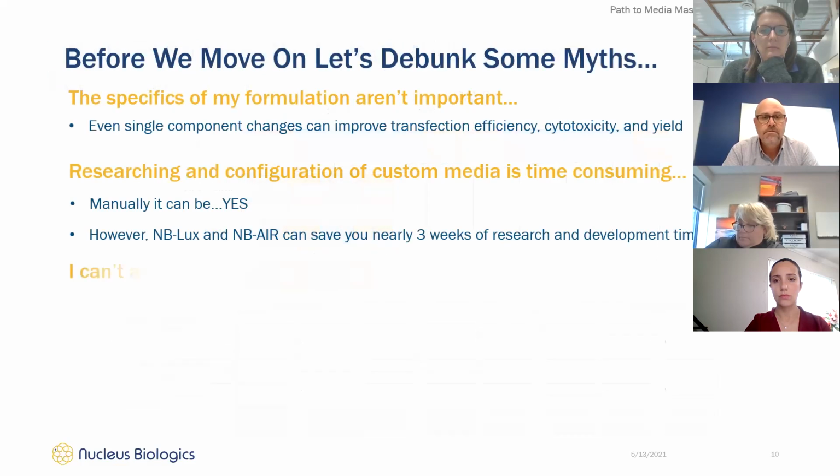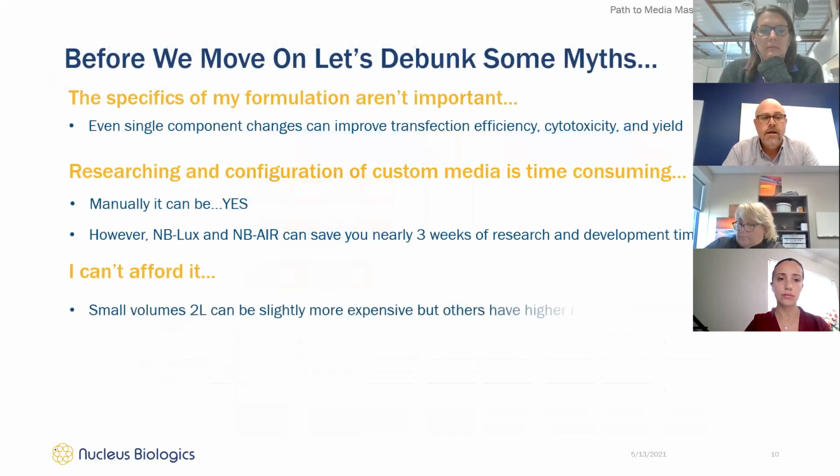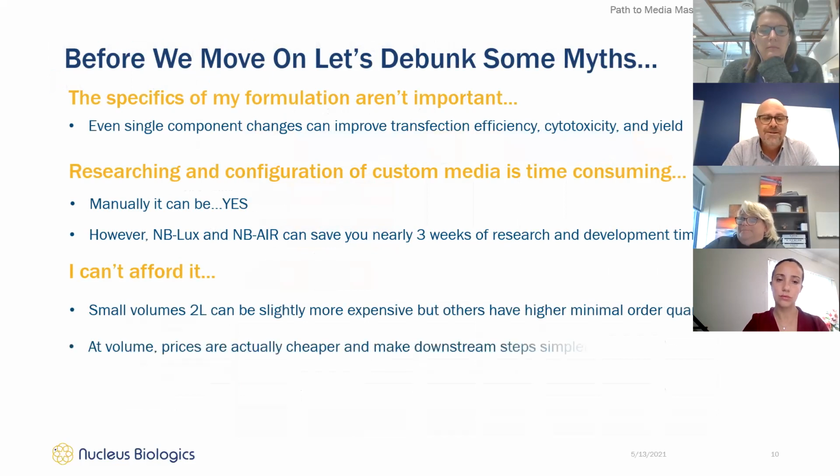Let's go on to the next one. "I can't afford it." This is another one we like to hit head on. At Nucleus, we can scale with you. We can offer volumes anywhere between 2 liters and 2,000 liters. We have very low minimum order quantities.